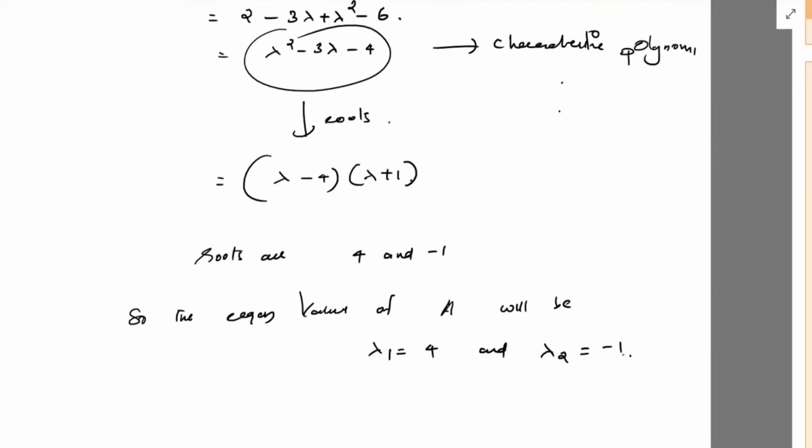Okay. So another example. Suppose A equal to [0, 2; 4, 2]. Find the eigenvalues.